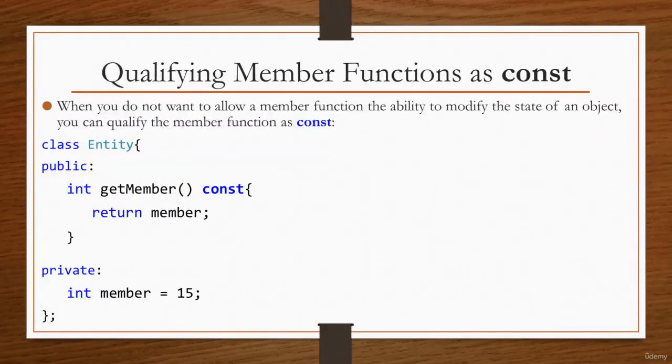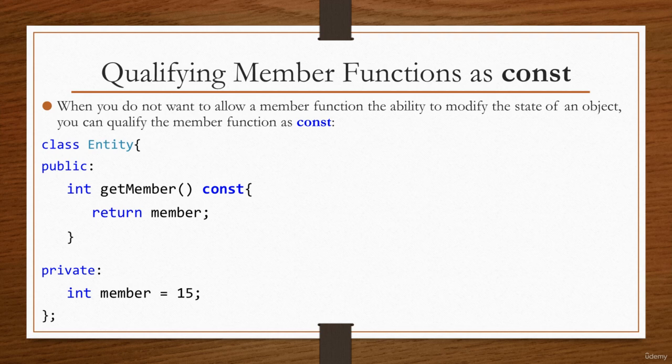In previous lessons, we learned that we can create constant variables, or in other words, how to qualify a variable as being constant. We also learned how to qualify pointers and references as const. Now we can also qualify member functions as const, and that's useful in the case where you do not want that member function to modify the state of an object.